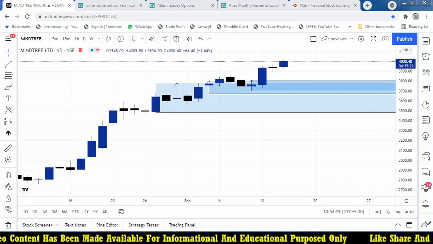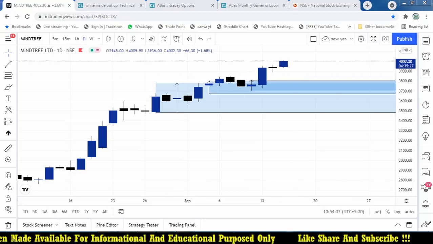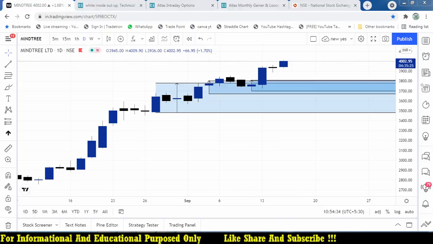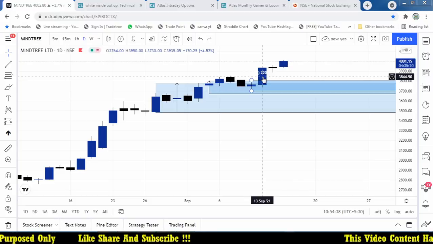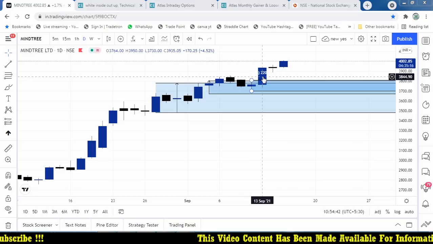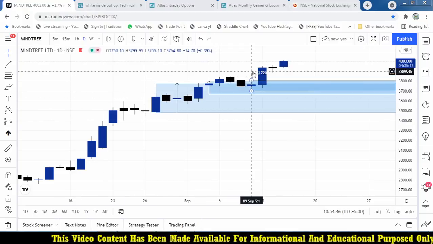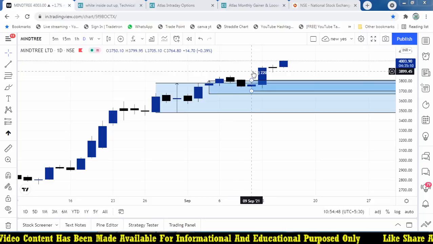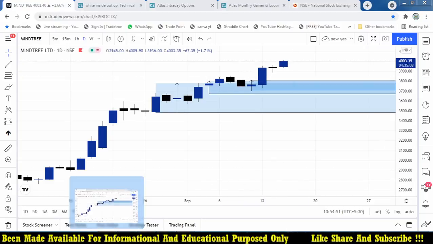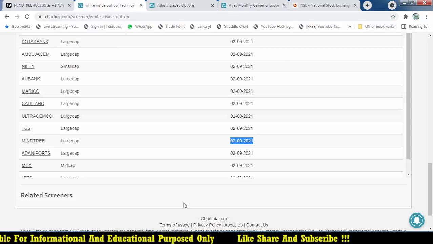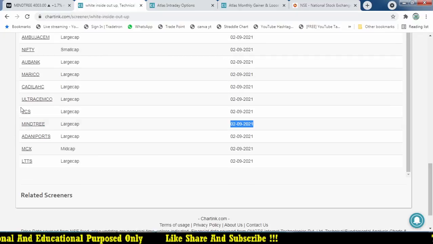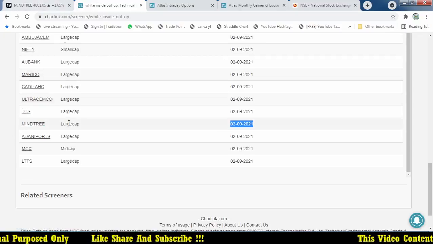So if anyone is ready to take that, you can make use of it, and you can trade on your own also, right? So this is the candlestick pattern, which gives you such a great opportunity where I find such a great trade. So here in Mindtree that was working, and the last video also I showed you, right? And now, let's see, some more stocks are forming the white inside bar: Mindtree, TCS, Marico. Let's go for a check.